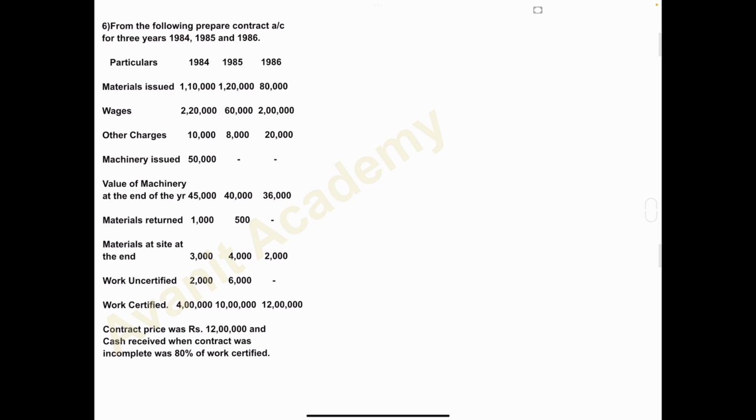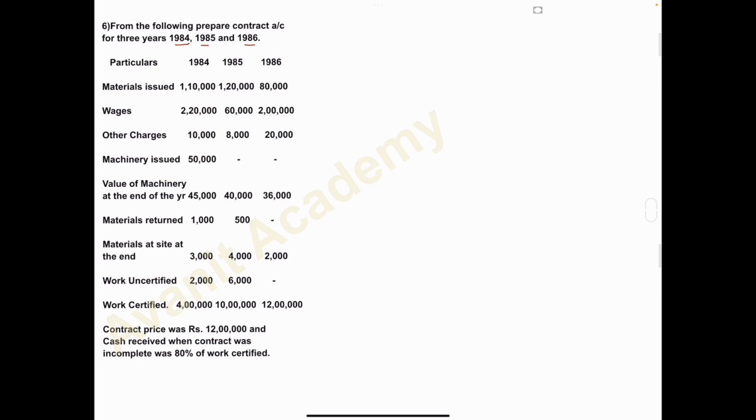So in last video, we have prepared two contract accounts, correct? The contractor has taken two different accounts, that is contract A and contract B. But in today's problem, the contractor has taken one contract only. But to complete that contract, the contractor has taken 3 years. One contract only has continued for 3 years. The contract has started in the year 1984 and it is completed in 1986. So we have to prepare three contract accounts. One for 1984, one for 1985, and one for 1986.